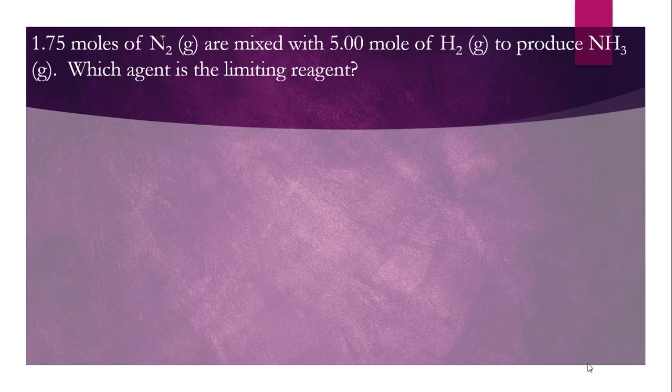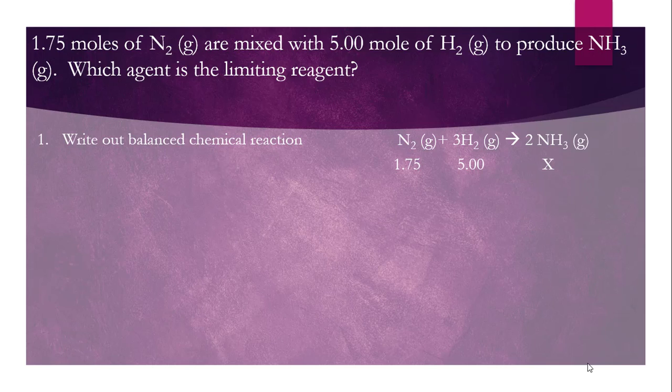So let's start with this one, where you've got 1.75 moles of nitrogen, 5 moles of hydrogen, and you're going to produce some ammonia. What is the limiting reagent? The first thing you're going to do is write out the balanced chemical equation. And I'd like to put my moles underneath the chemicals. I'm going to do that. I don't know how many moles of ammonia, so I just make that an X. I'm going to convert from units to moles, but we're already in moles, so we don't need to do that.